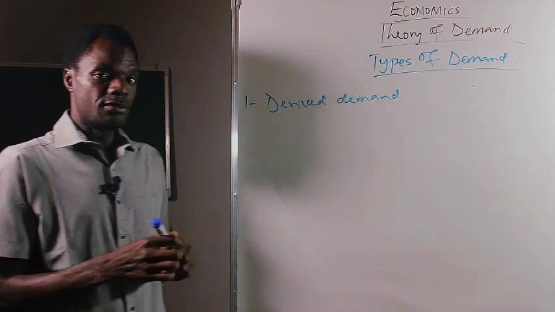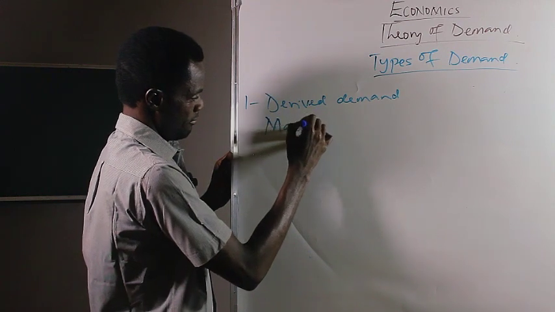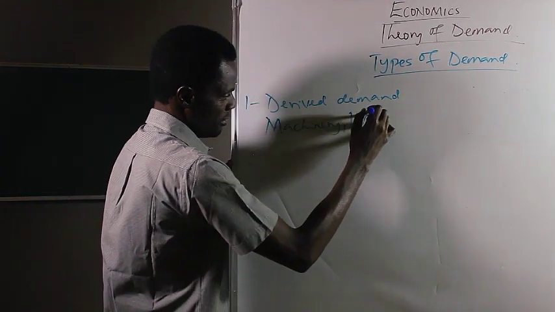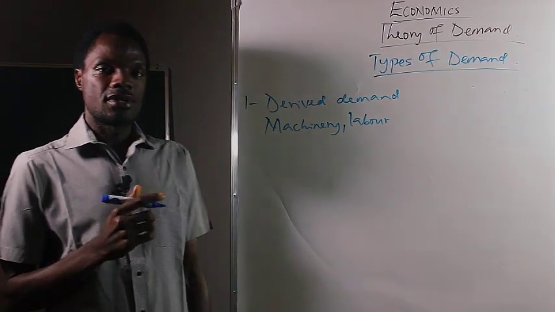And the same firm may demand machinery, as I said, or labor. So these are considered to be derived demand.